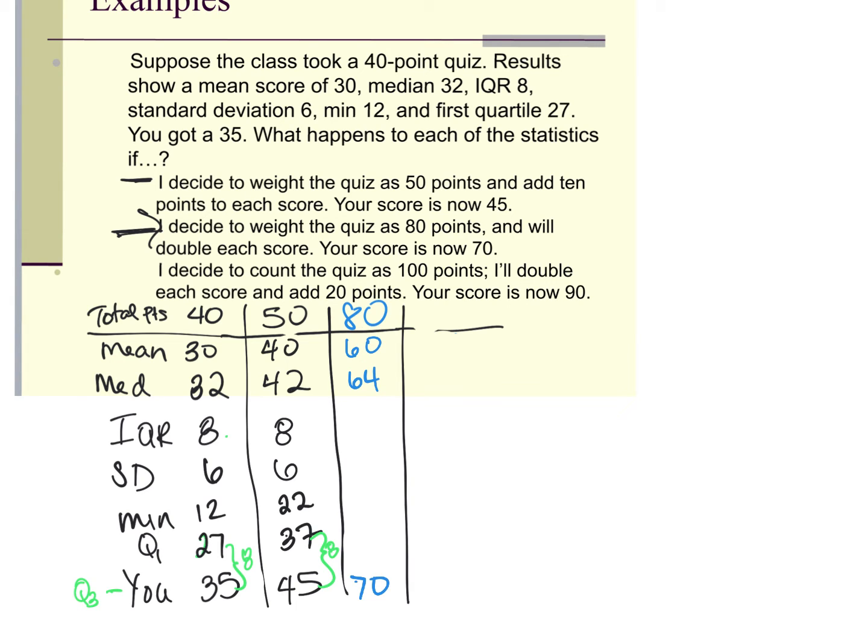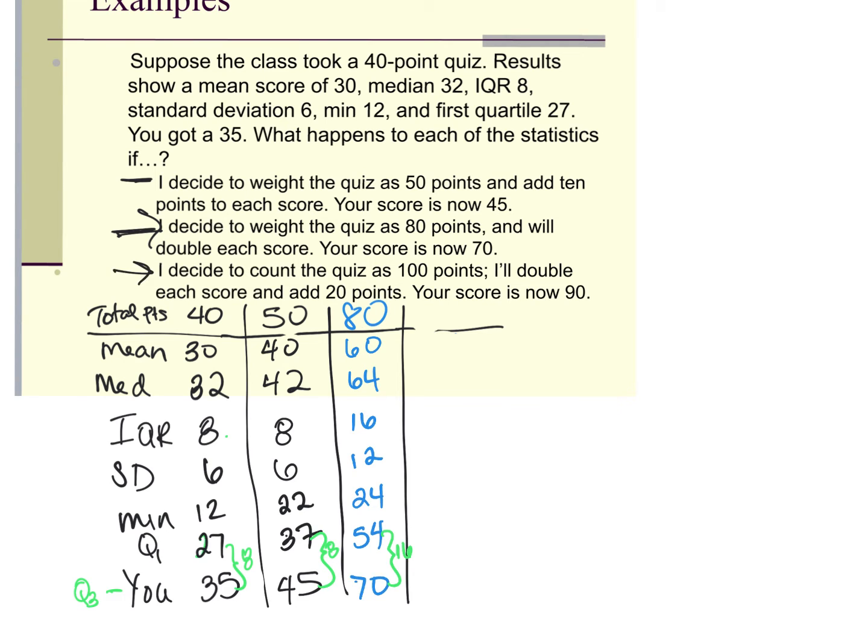My IQR is supposed to double. We'll verify that later. And same with my standard deviation. So 6 times 2 is 12. My minimum, 12 times 2 is 24. And 27 times 2 is 54. And now again, look at the difference between Q1 and Q3. Now that difference is 16. So you can see that the IQR did get larger.